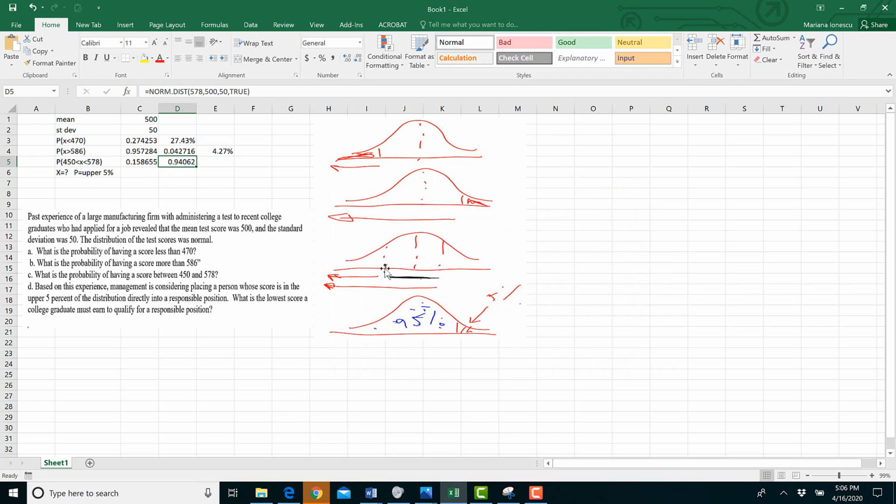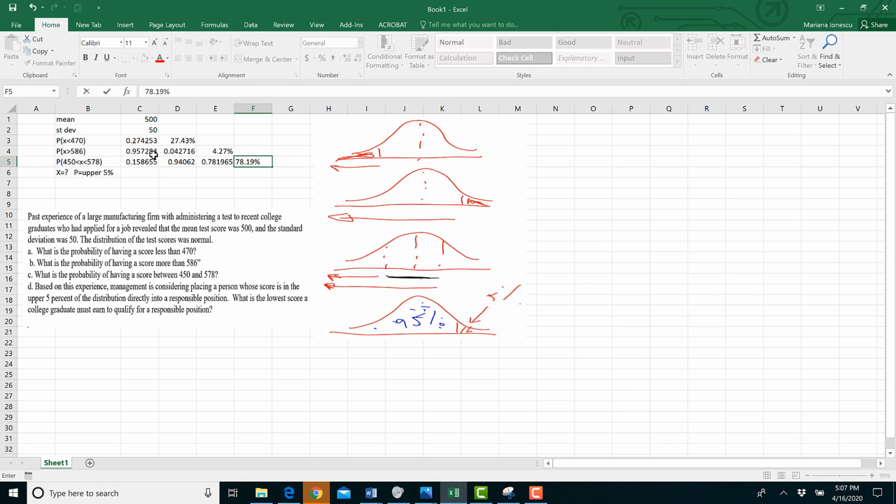So again, we are interested in the area between 450 and 578. If we subtract from the area below 578 the area below 450, we have the area in between. So our probability will be the value that we have in cell D5 minus the value in cell C5. If we express as a percent, it is 78.19. So we have a 78.19% probability to have a score between 450 and 578.